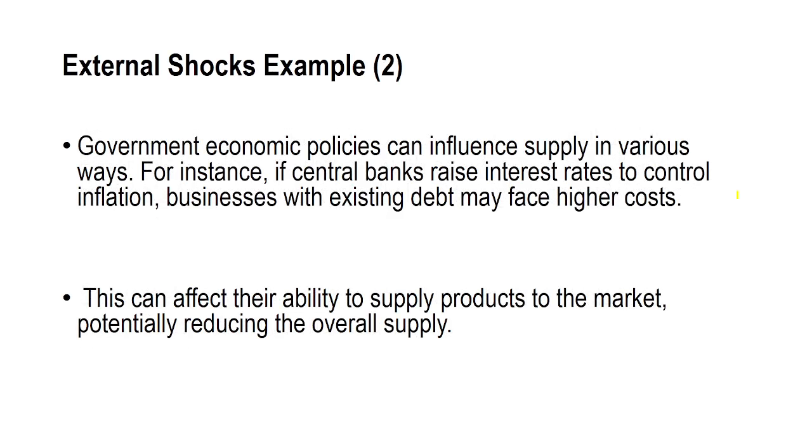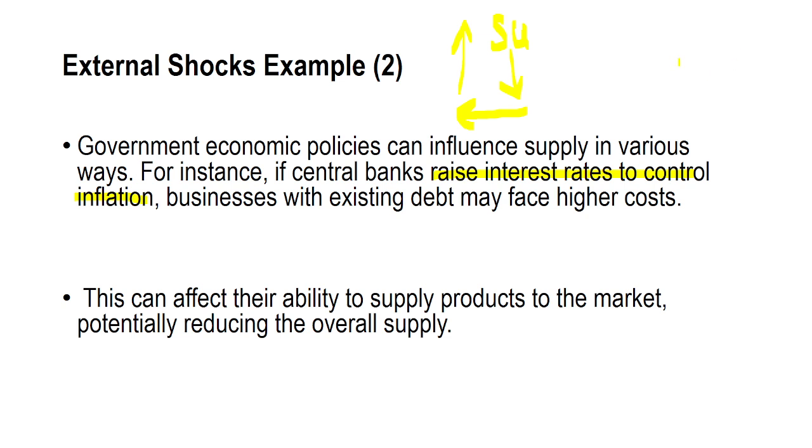The next element is government economic policies, which can influence supply in various ways. For example, if central banks raise interest rates to control inflation, businesses with existing debt may face higher costs. This can affect their ability to supply products to the market, potentially reducing the overall supply. So if interest rate is increased, the amount of supply decreases, and we show this decrease by shifting the supply curve to the left.